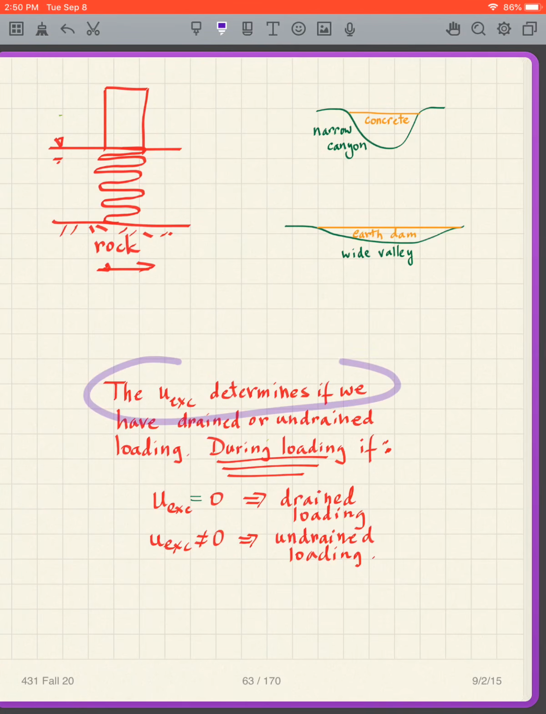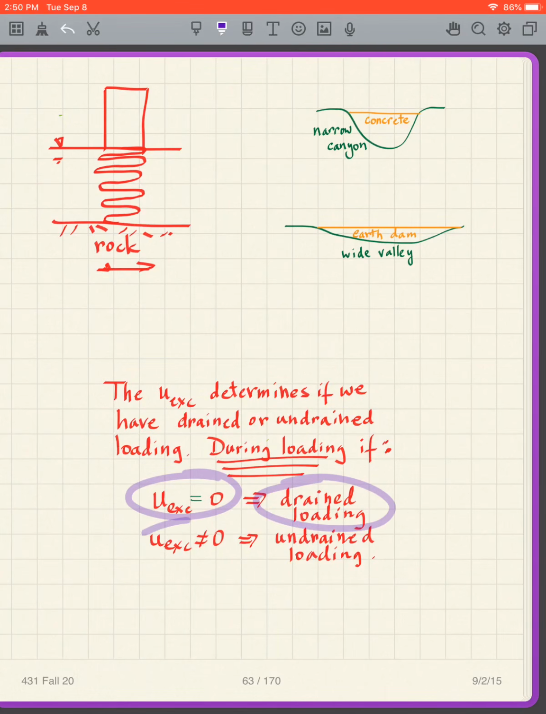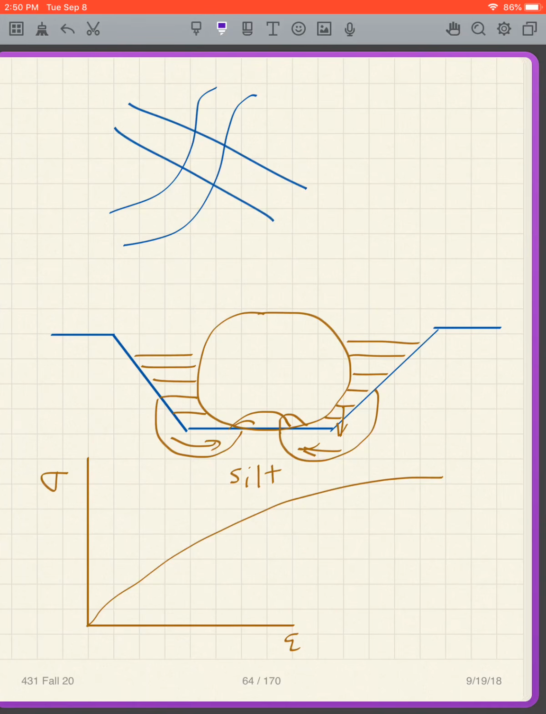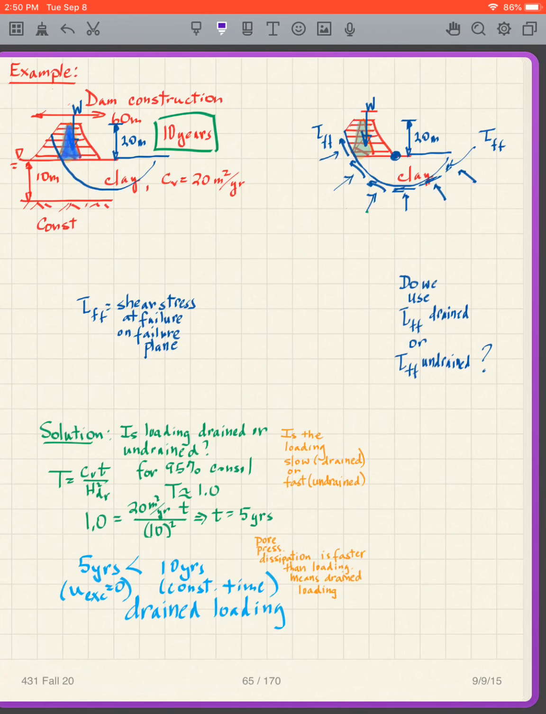Like we said, the U excess determines if we have drained or undrained during loading. As we said, if U excess equals 0, we have drained loading. If U excess does not equal 0, we have undrained loading. And the U excess is caused by the shear stresses, which cause the particles to fall into the voids and cause excess pore pressure. So let's just put some numbers on it for this situation.